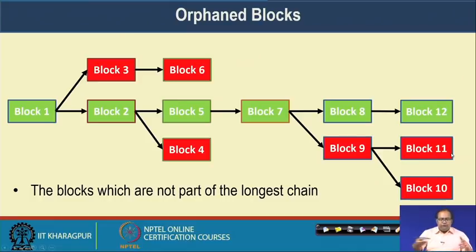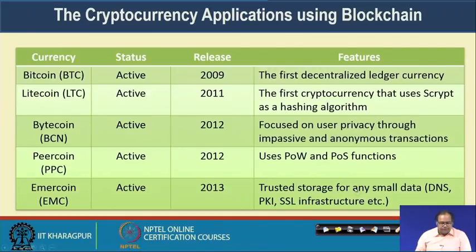So, one of the chains from root to leaf, whichever is the longest chain, or if there are multiple longest chains, then out of the multiple chains you consider one chain as the main chain, and the blocks in the other chains will be considered orphan blocks.